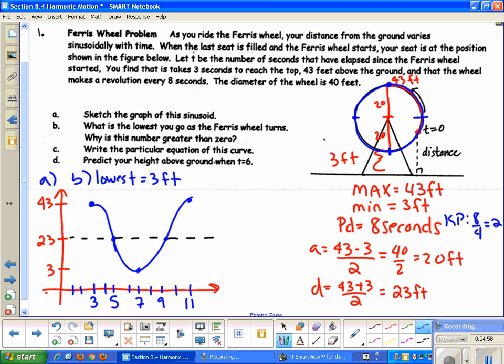For C, it says write the particular equation for this curve. So now that I have the curve, I can write a sine or cosine graph for this. This looks like a cosine graph because it goes from a maximum to maximum, which would be the easiest to do. So that's what I'm going to do.